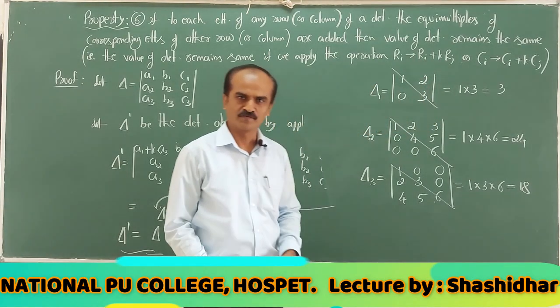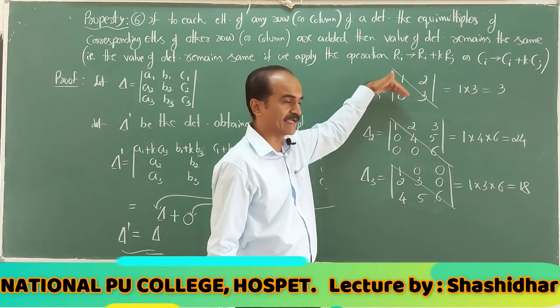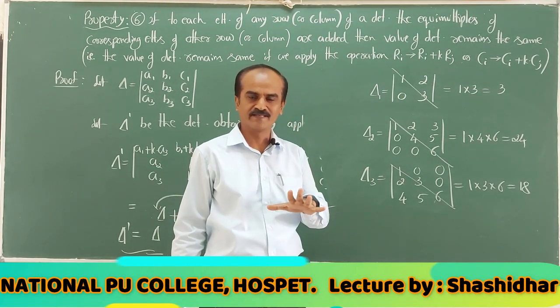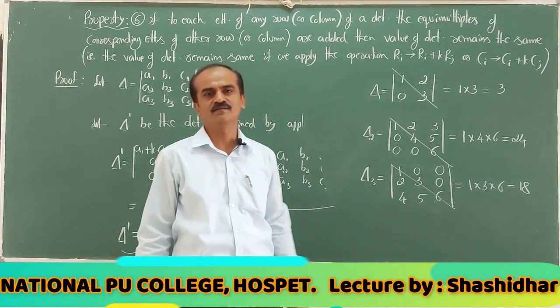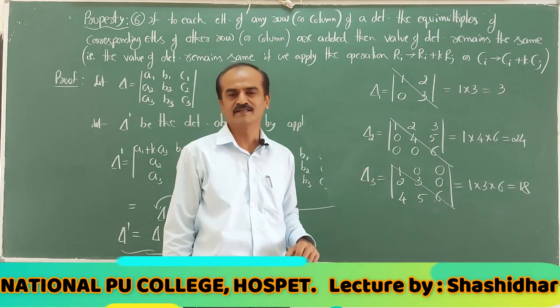I hope you followed. In a determinant, if elements below the diagonal or above the diagonal are all 0, in order to evaluate the determinant, no need to expand. You just multiply all the elements of the diagonal. That product itself is the value of the determinant.